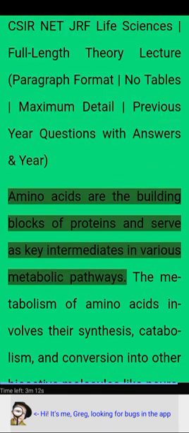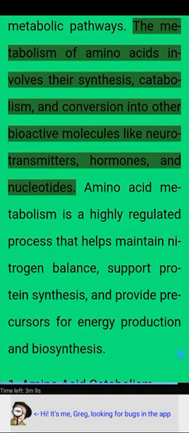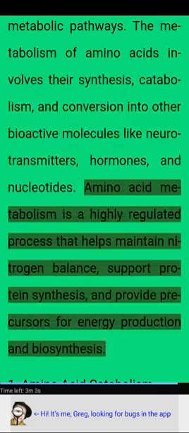Amino acids are the building blocks of proteins and serve as key intermediates in various metabolic pathways. The metabolism of amino acids involves their synthesis, catabolism, and conversion into other bioactive molecules like neurotransmitters, hormones, and nucleotides. Amino acid metabolism is a highly regulated process that helps maintain nitrogen balance, support protein synthesis, and provide precursors for energy production and biosynthesis.